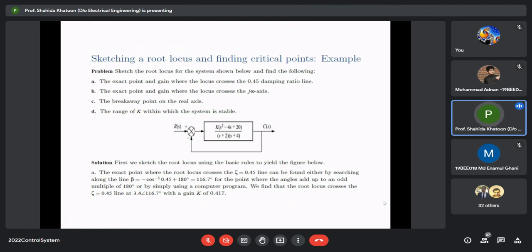Now, sketching a root locus and finding critical points. For example, sketch the root locus for the system shown below and find the following. The exact point and gain where the root locus crosses the 0.45 damping ratio line. The exact point and gain where the root locus crosses the j omega axis. The breakaway point on the real axis. And the range of k within which the system is stable. Suppose the system is given by k into s square minus 4s plus 20 upon s plus 2 into s plus 4. Right. So first you sketch the root locus using basic rules to yield the figure and then find out the points. So this I am giving you as an exercise for today.